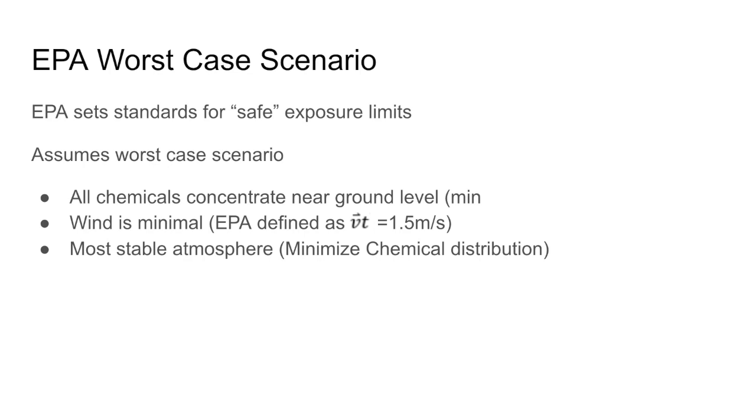For this problem, we assume the worst-case scenario, which the EPA defines as all chemicals being at or near ground level, a stable atmosphere, which minimizes chemical distribution, and a minimal wind speed, which the EPA defines as 1.5 meters per second.